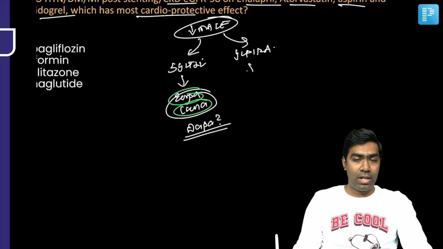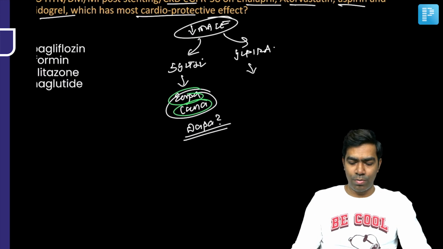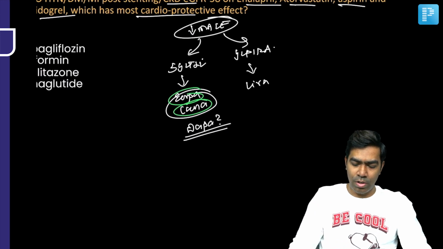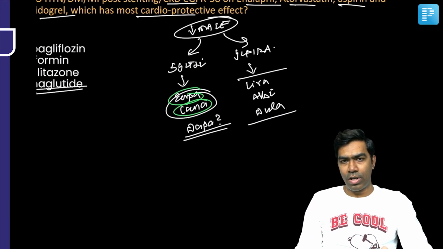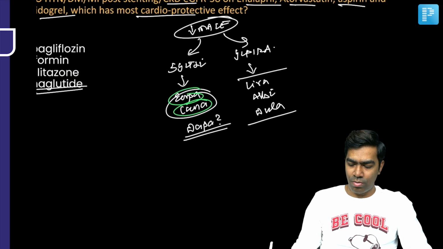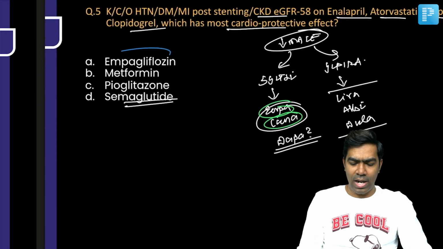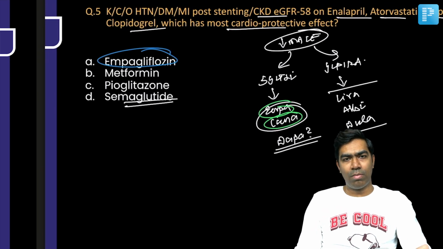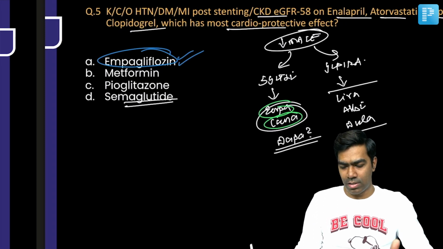And apart from that, when it comes to GLP-1 receptor analogs, only 3 drugs have been shown to reduce MACE. One is liraglutide, second is albiglutide, third one is dulaglutide. Unfortunately, semaglutide has not been shown to reduce MACE in any way. So the right answer for this question is obviously empagliflozin. And you can give empagliflozin if the EGFR is more than 20. Of course, this patient's EGFR is 58, so definitely that makes empagliflozin the choice in this patient that is given in the question.